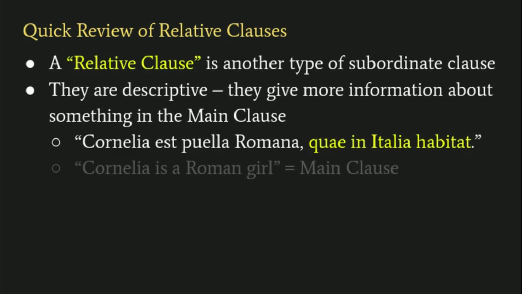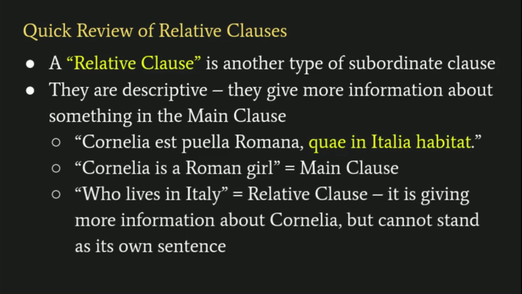So a relative clause is just another type of subordinate clause, right? So in other words, they're parts of a sentence that give more information about the main clause, the main kind of idea of the sentence. And they're descriptive, right? You're giving more information.